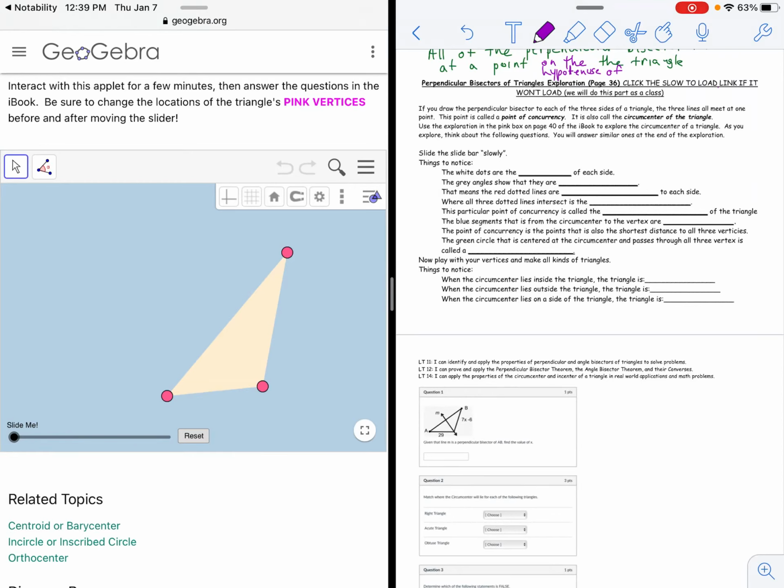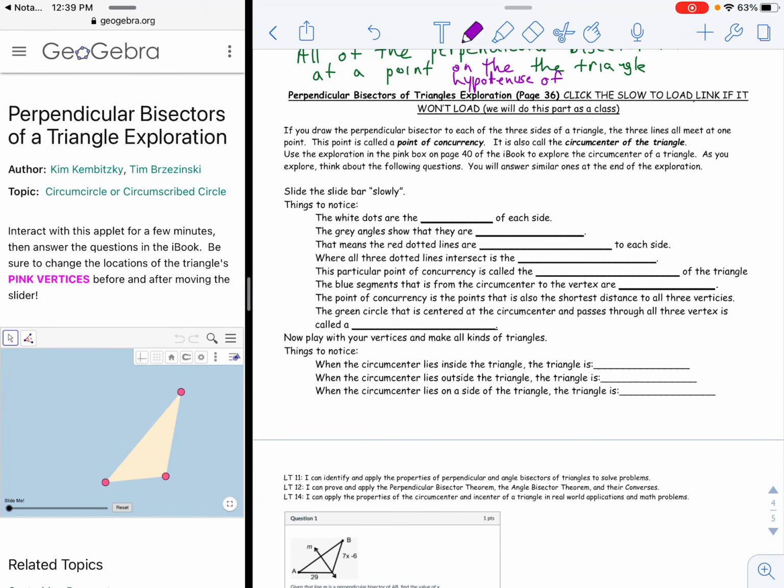Alright, for this last video, I have GeoGebra opened up, and this link is in the iBook if you want to investigate it yourself, or you can just watch me play around with it. But let's just read this a little bit. I'm going to switch up the screen sizes.